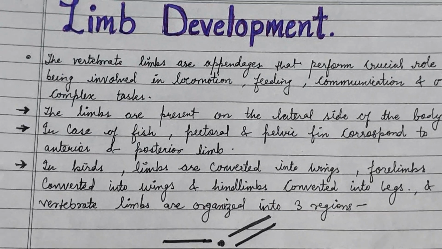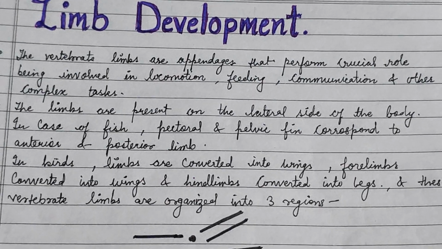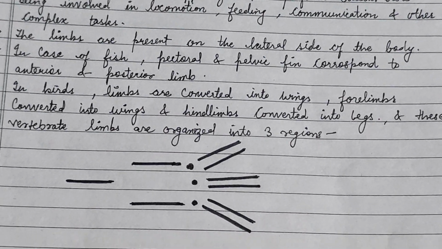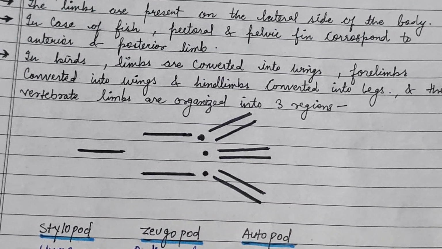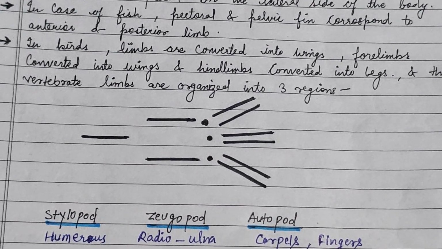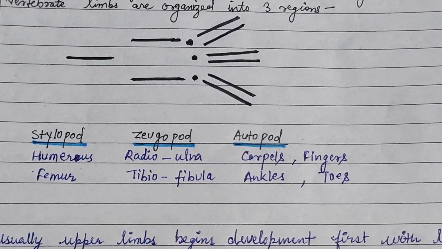Hi friends. So this video will discuss limb development, how limb formation takes place. Limbs are present on the lateral side of the body. In the case of fish, pectoral and pelvic fins are present, which correspond to the anterior and posterior limbs. In the case of birds, wings are present. The limb is divided into stylopod, zygopod, and autopod.